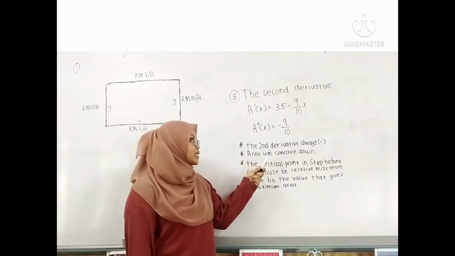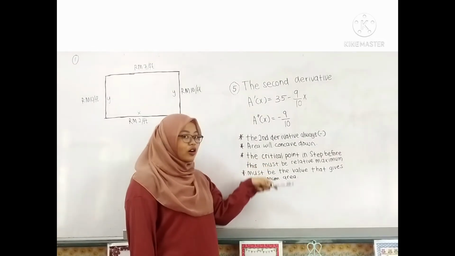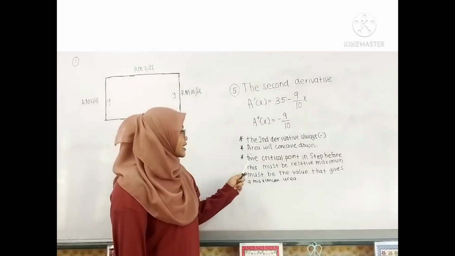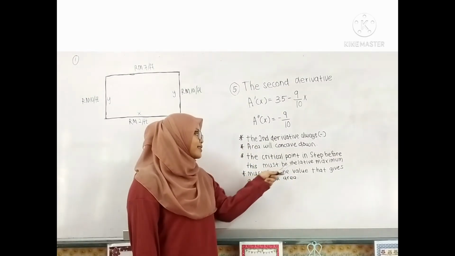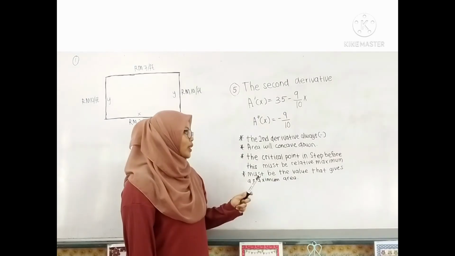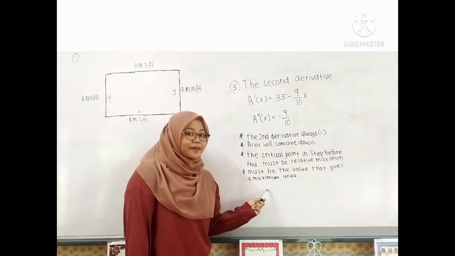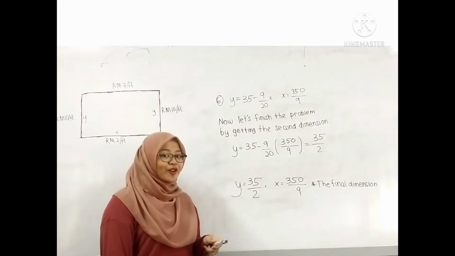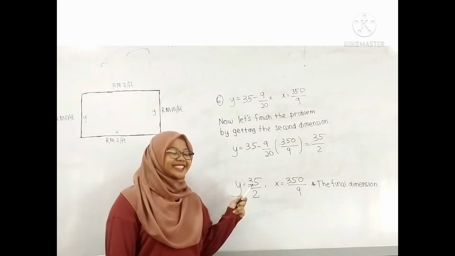The second derivative is always negative, so the area will be concave down. The critical point in the step before this must be the relative maximum, thus it must be the value that gives the maximum area. So for the last step, let's finish the problem by finding the second dimension.